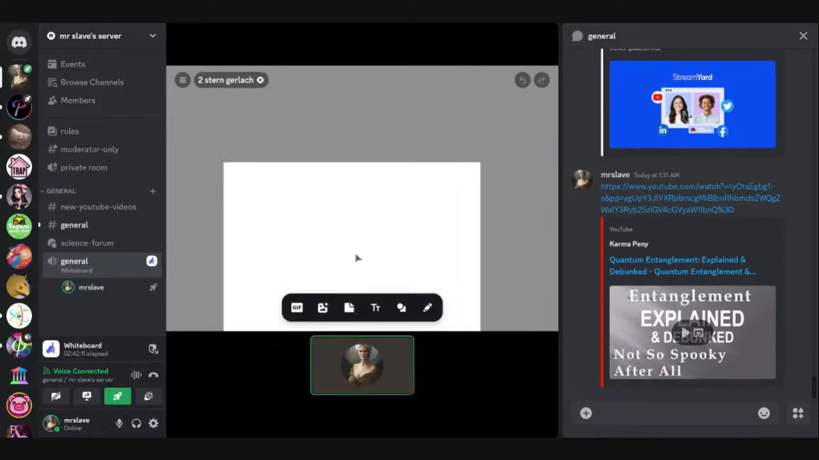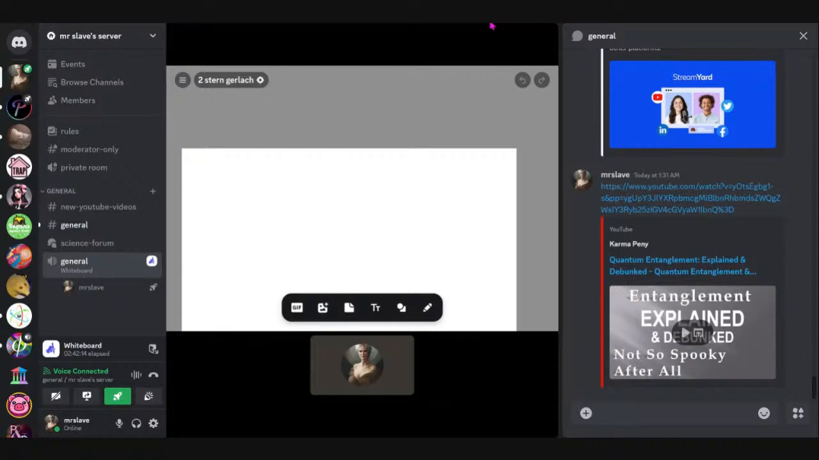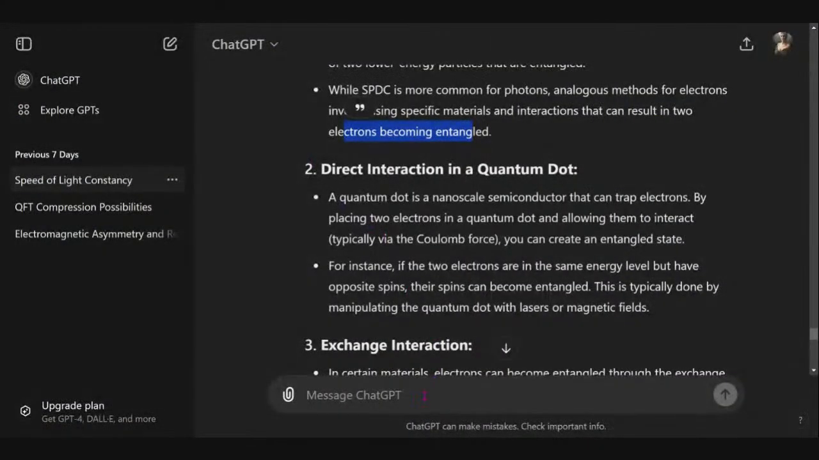So let's ask ChatGPT. That's really the question. So ChatGPT, can I predict the Stern-Gerlach experiment result? Can I predict the result of one electron?